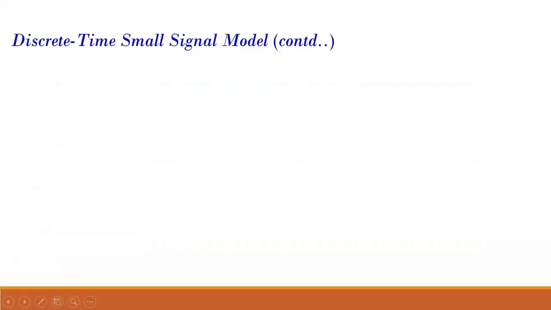So I will write it as x(n+1) per term is equal to e raised to A T x(n) per term plus e raised to A (T minus Ts minus Ton) into B1 into Vin into Ton per term. Okay, into Ton per term. This is the equation I get.